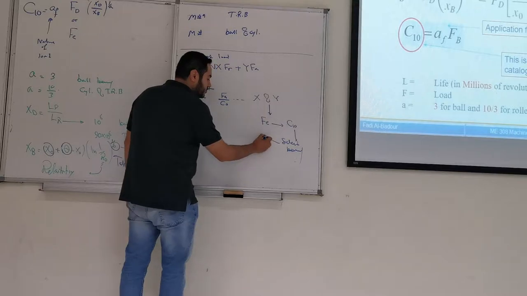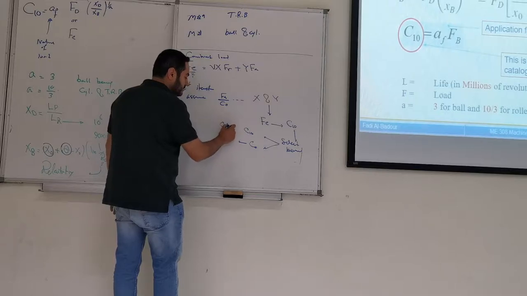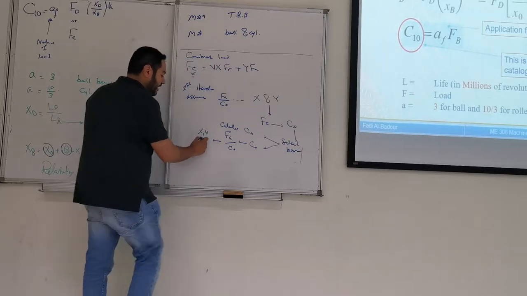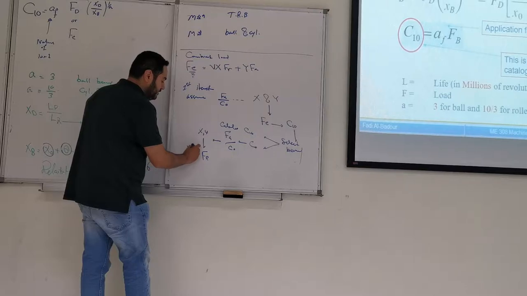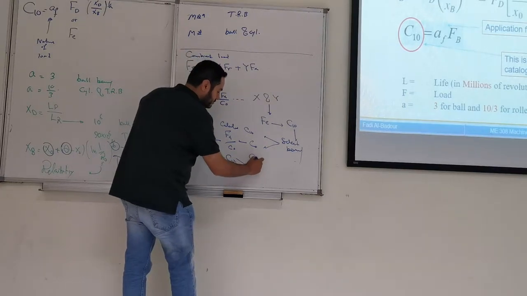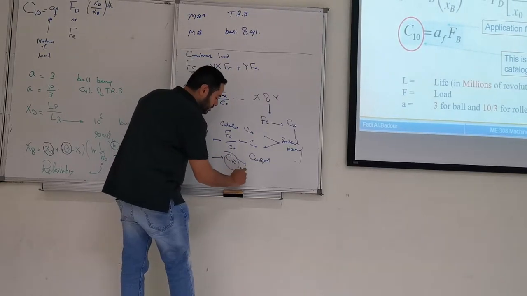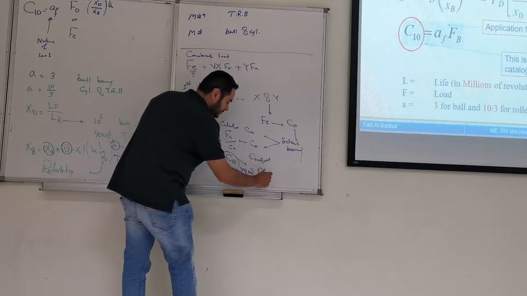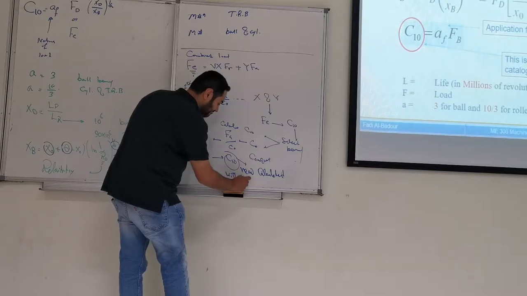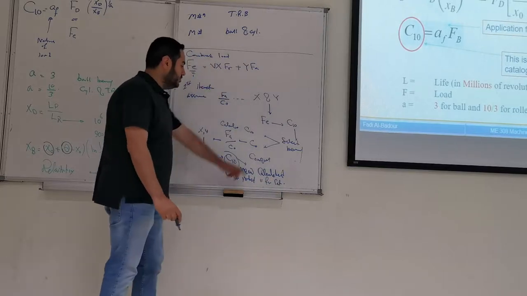After we select the bearing, we use its C10 and its C naught. From there we calculate F_A over C naught, and based on this we get the X and Y, and again a new F_E. Again you go back, calculate C10, then you compare. Compare what with what? The new calculated C10 with the old C10, the rated one from the catalog. So when you select, you get this C10.